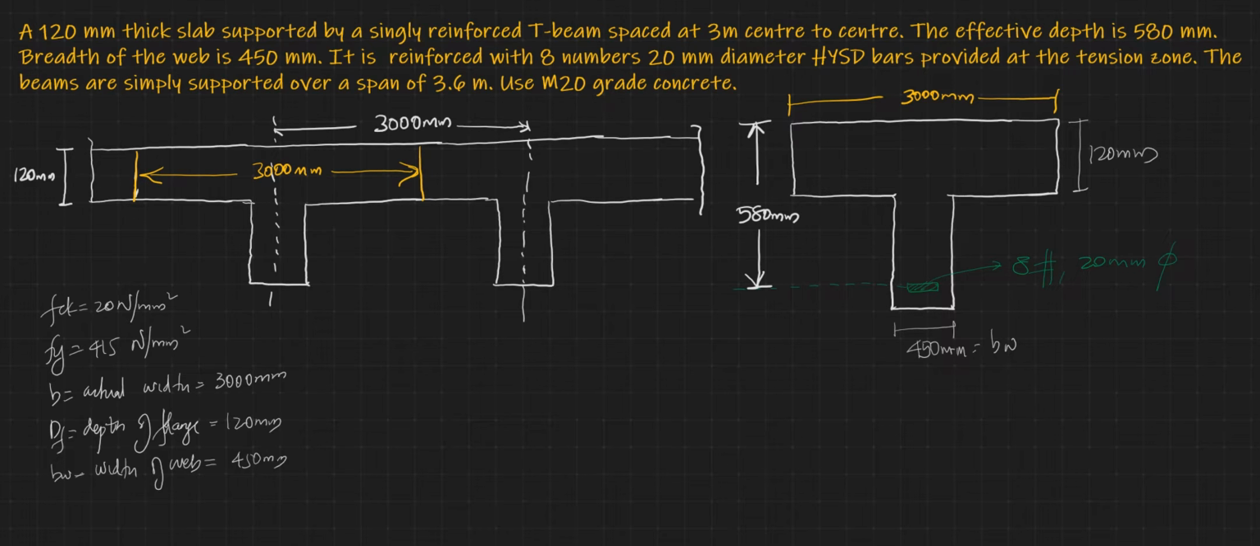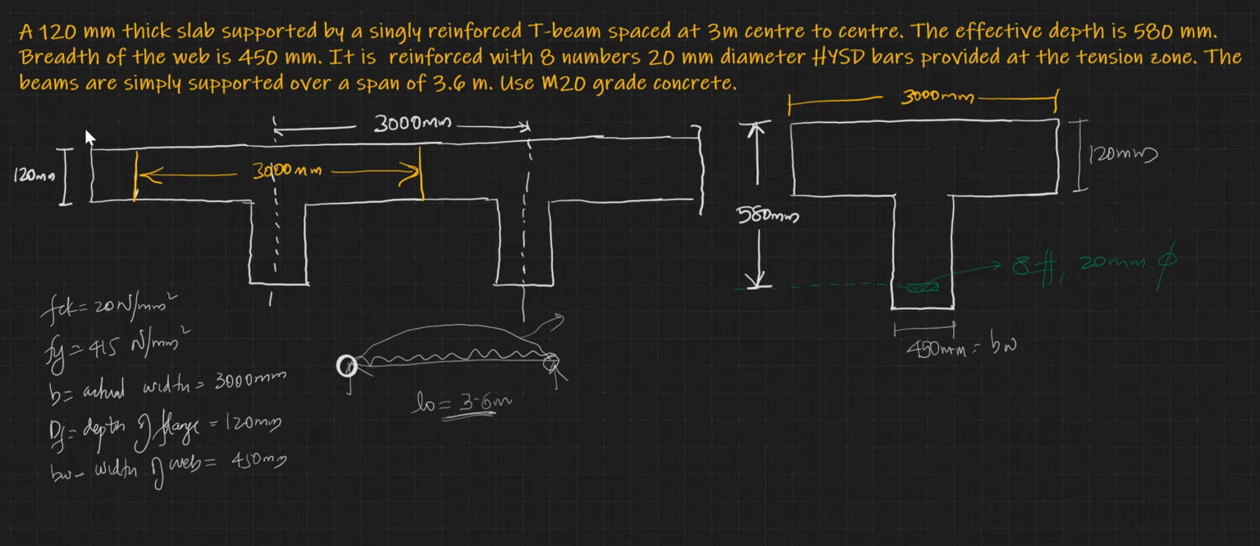It is given the beams are simply supported over a span of 3.6 meters. So if I draw this, the beams are simply supported over a span of 3.6 meters. I can get L0 is equal to 3.6 meter. It is the point of zero moments. If I am drawing the bending moment diagram, this will be like this, and the points of zero moments will be at the extreme supports. That is, I will get L0 as 3.6 meter.